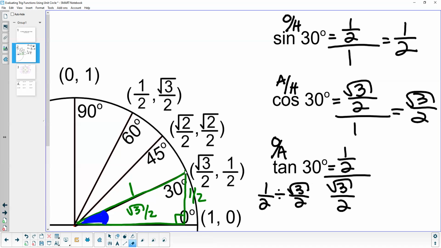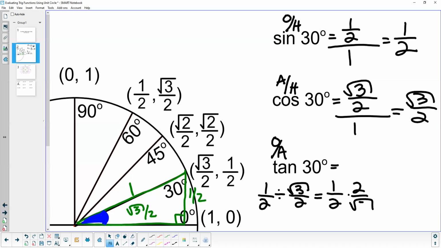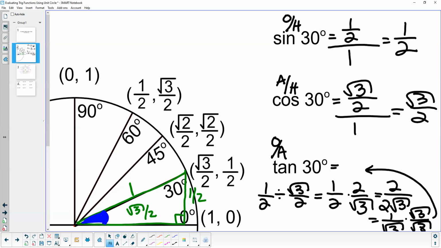Now when we divide by √3/2, or divide by any fraction, what we can do is change the division to multiplication and flip our fraction over. And what that does is it allows us to multiply them straight across. And we get 2 over 2√3, which is the same thing as 1 over the square root of 3. And if we multiply both the top and bottom by the square root of 3, we end up getting that our solution here is √3/3.